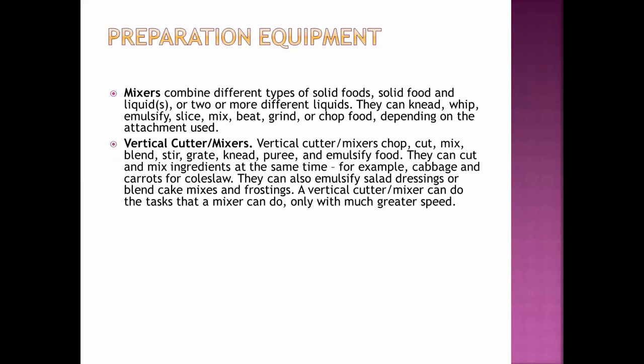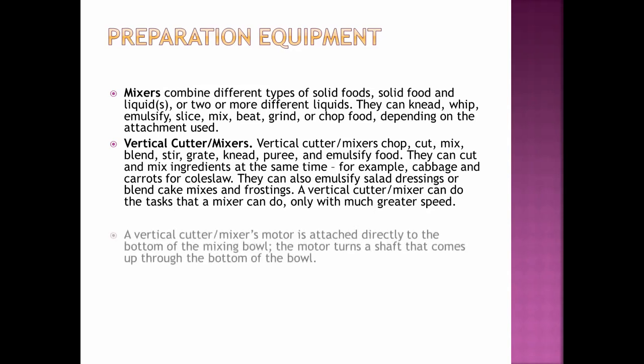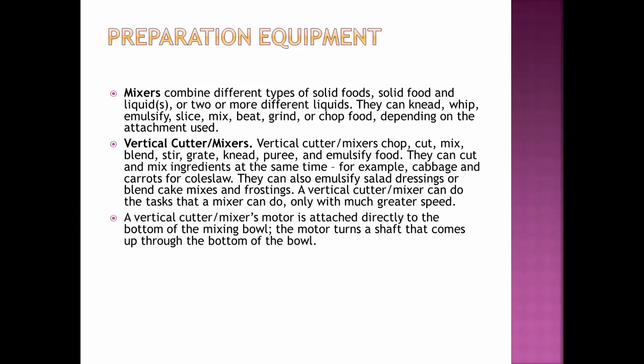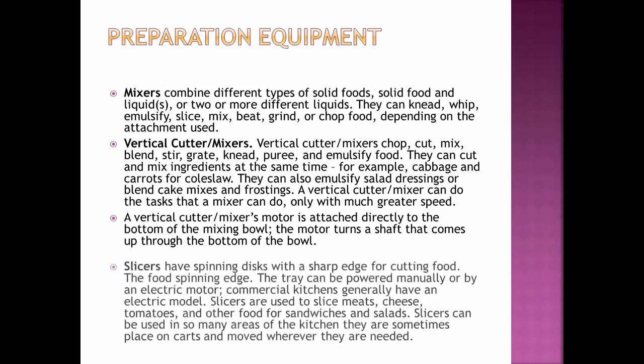We also have vertical cutter or mixers. They chop, cut, mix, blend, stir, grate, knead, puree, and emulsify food. And they can cut and mix ingredients at the same time, for example, cabbage and carrots for coleslaw. They can also emulsify salad dressings or blend cake mixes and frostings. A vertical cutter or mixer's motor is attached directly to the bottom of the mixing bowl. So the motor turns a shaft that comes up through the bottom of the bowl.